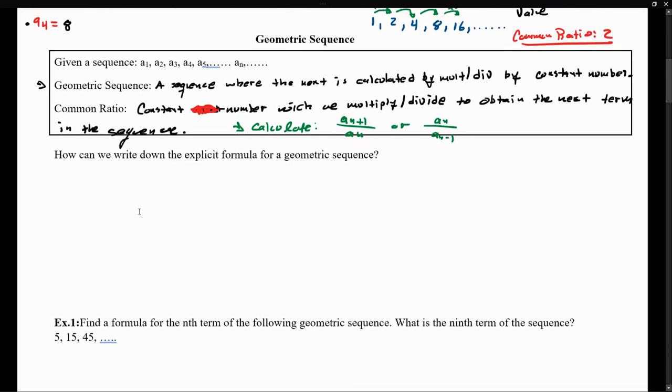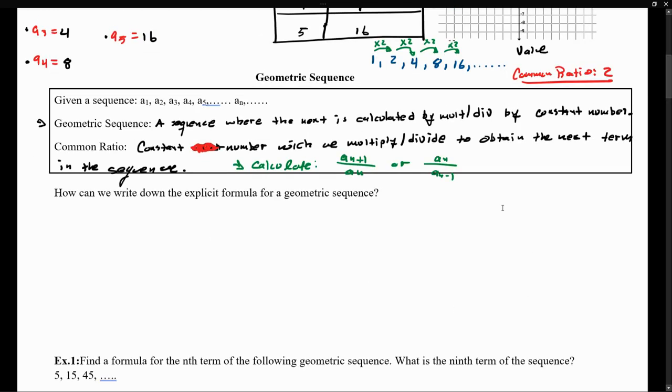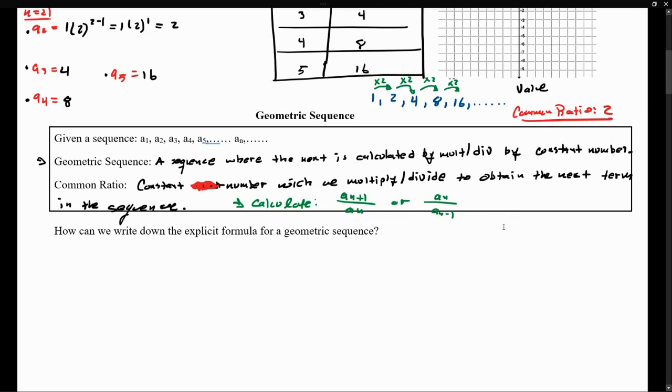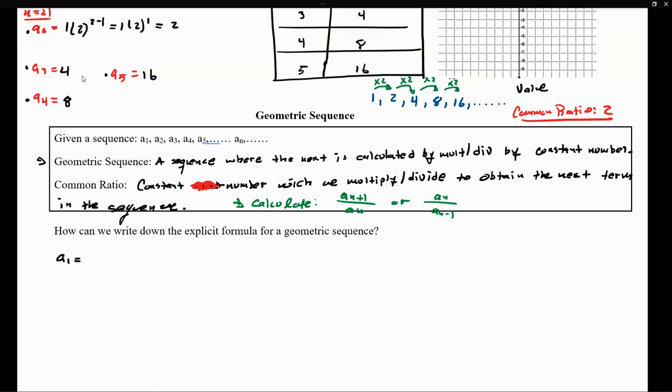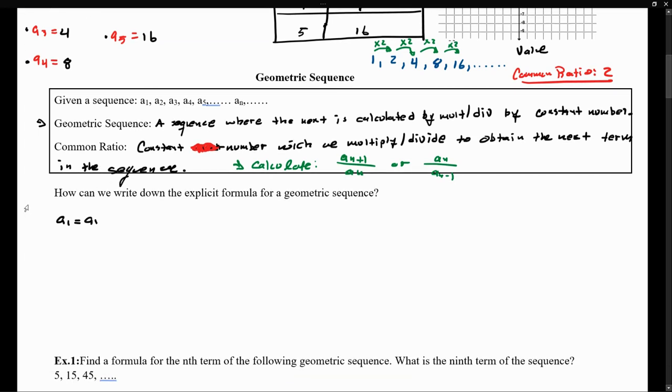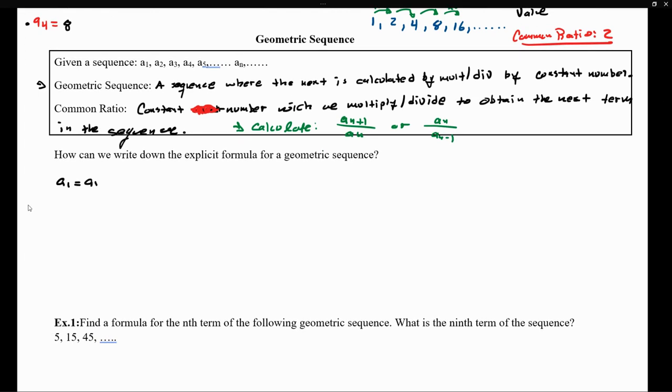Now, is there a way that we can write down an explicit formula for a geometric sequence? Well, we know how geometric sequences behave. All it does is, in order for you to get to the next term, you have to multiply by this so-called common ratio. So let's see if we can identify an explicit formula that we can use for all geometric sequences. So for me to get the first term, well, that's the first term.